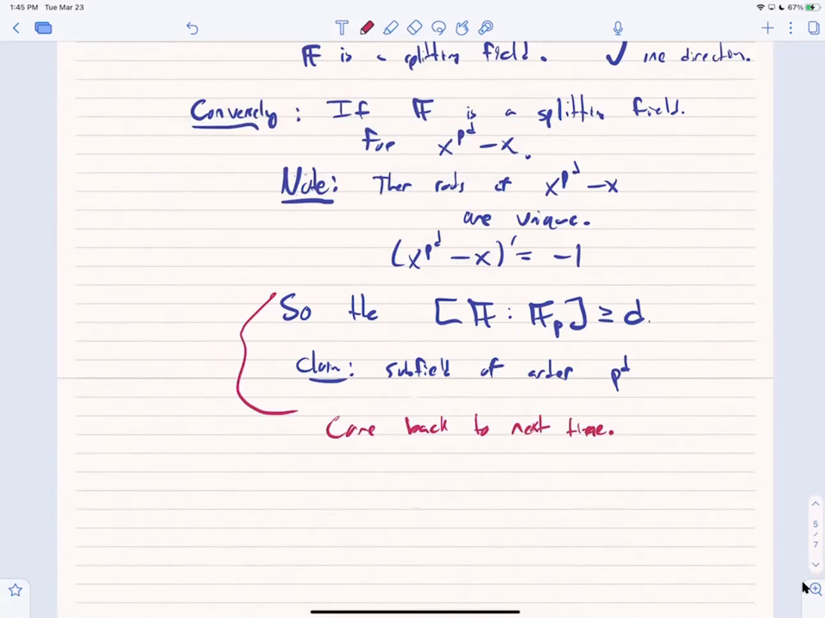So the point from the perspective I was saying is that you in particular know the units are a cyclic group of order p to the d minus 1, and you know that it is p to the k minus 1 where k is the degree, but p to the d minus 1 has to divide that.